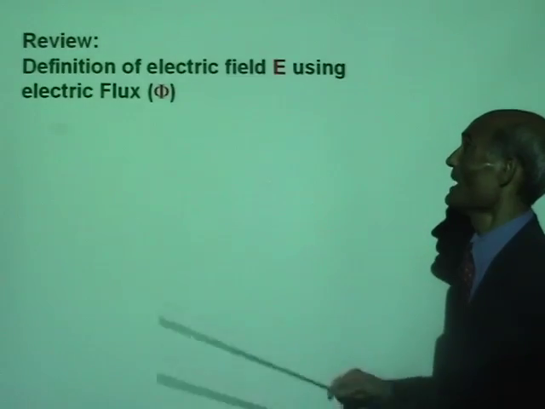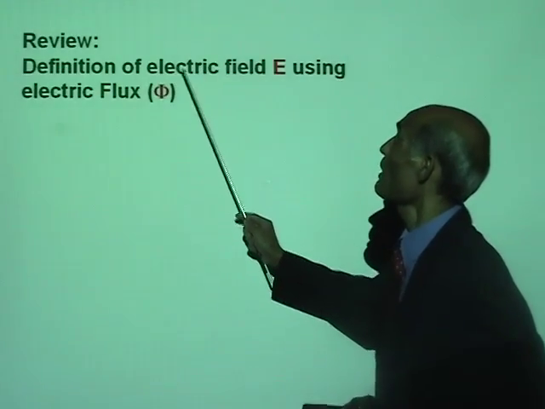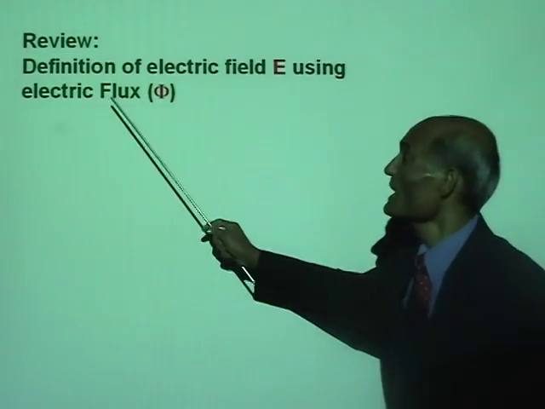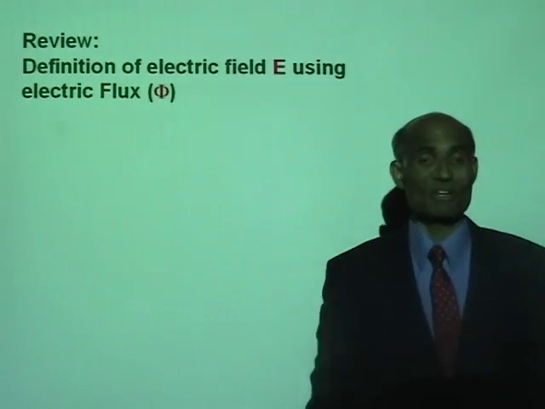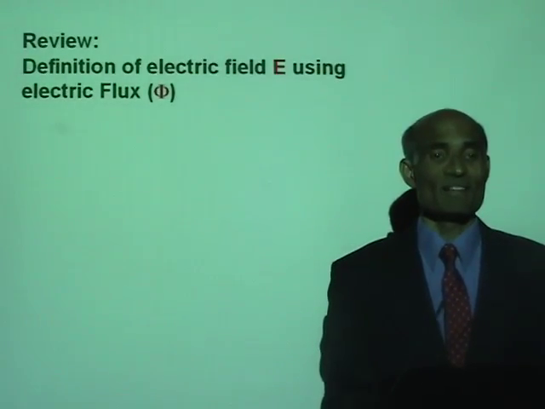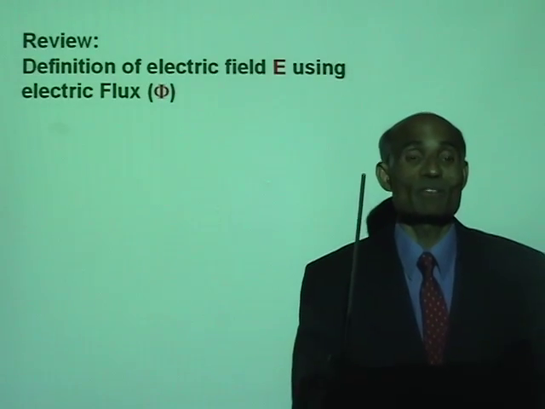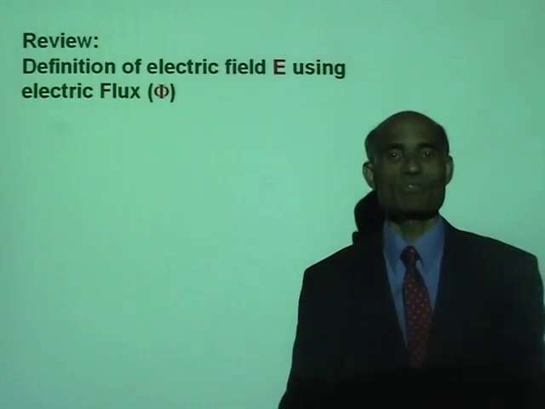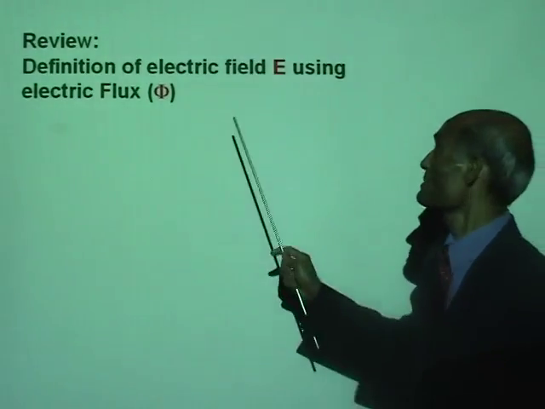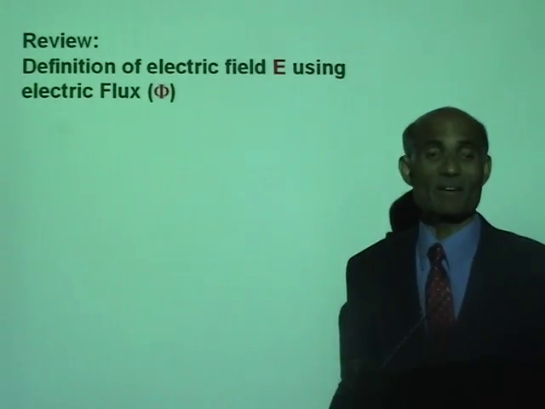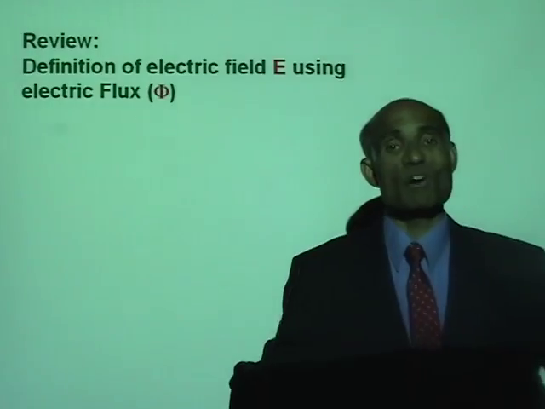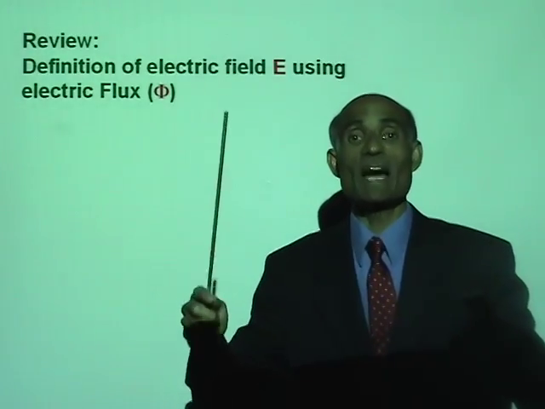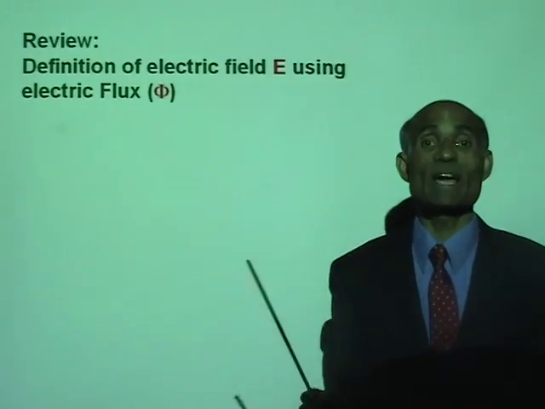Alright, let's review a concept that we discussed in our last class. A very important concept, and that is the concept of electric field expressed in terms of the electric flux. Now, how many of you remember the electric field at a point defined using the electric flux? Can you recall that definition? Electric flux is represented by phi. Flux is a measure of the total number of lines of force crossing a given area.